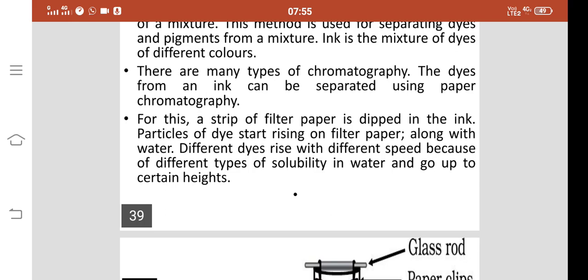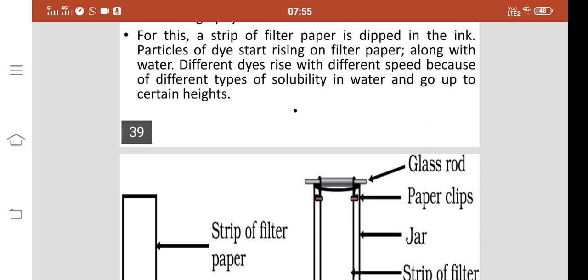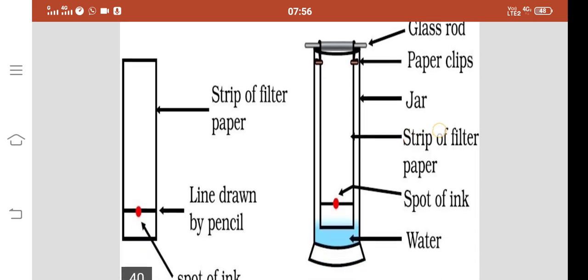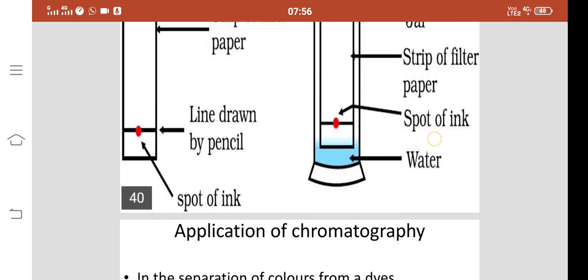There are many types of chromatography. The dyes from an ink can be separated using paper chromatography. For this, a strip of filter paper is dipped in the ink. Particles of dye start rising on the filter paper along with water. Different dyes rise with different speeds because of different types of solubility in water and go up to certain heights. So you can see in this particular slide how the chromatography process works.